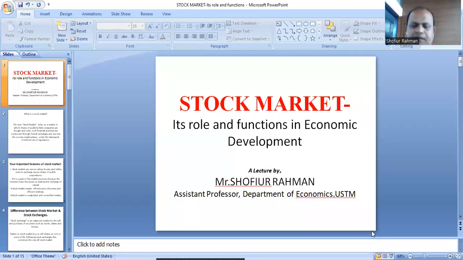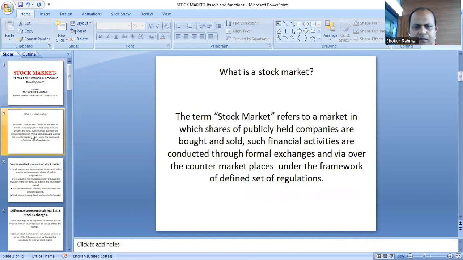So let me share the screen here now so that everybody can see. So at the very beginning, what is the stock market and its role and function in economic development. Next, we are going to the next slide, that is, what is a stock market?